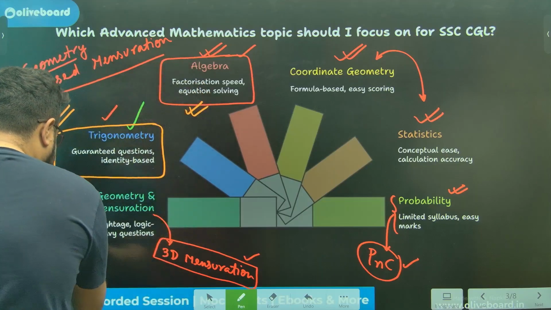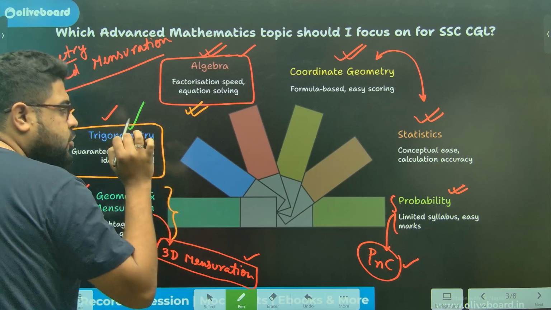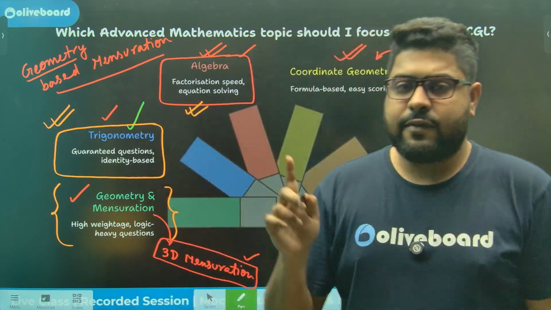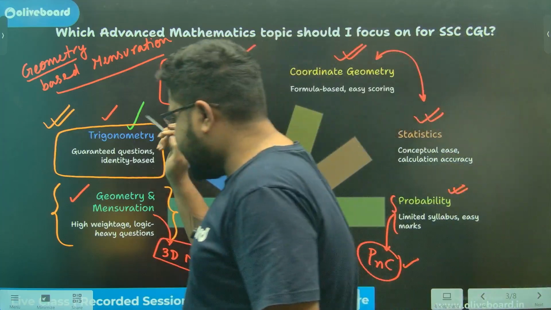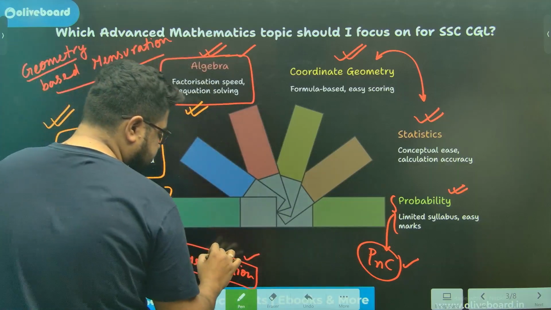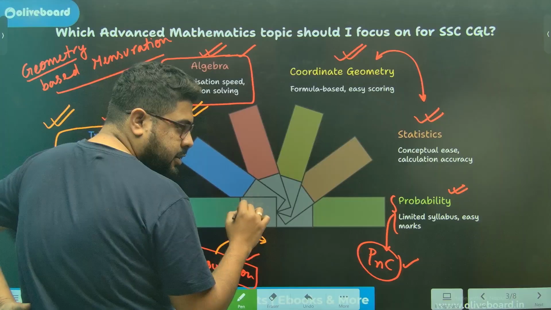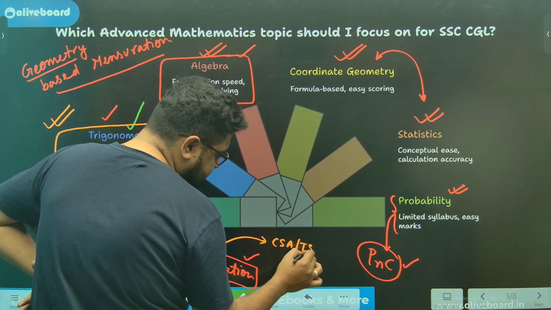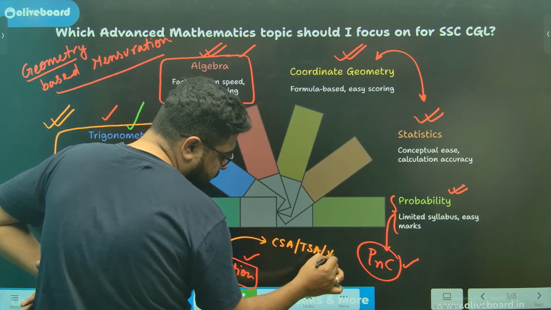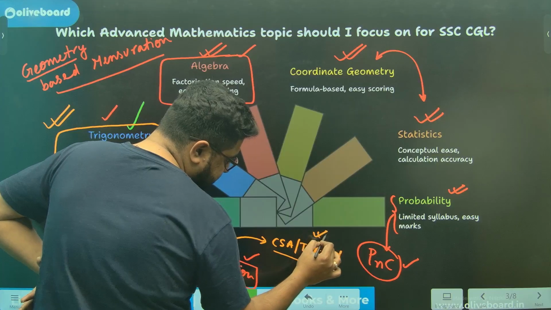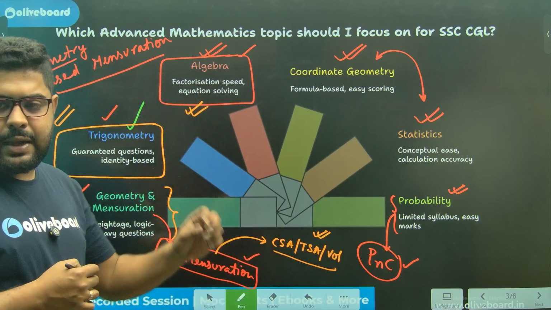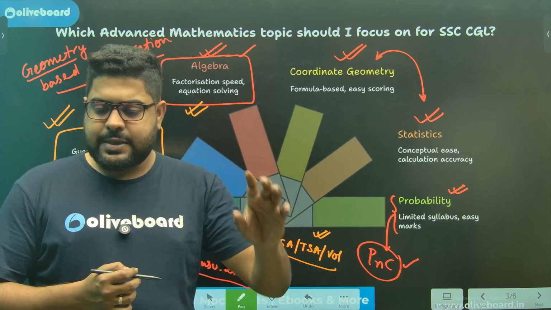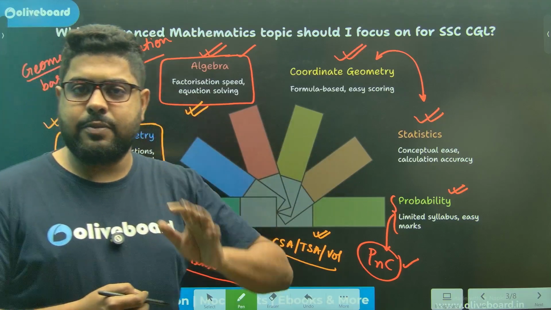Now, geometry and mensuration. In mensuration, mostly 3D is more important. Go through all the formulas. For each and every structure, especially 3D, you need to go for the CSA formula, you need to go for the TSA formula, you have to go for the volume formula. They must be in your mind, just like your name, you have to remember. It should not be that you need to think about the formulas anymore.